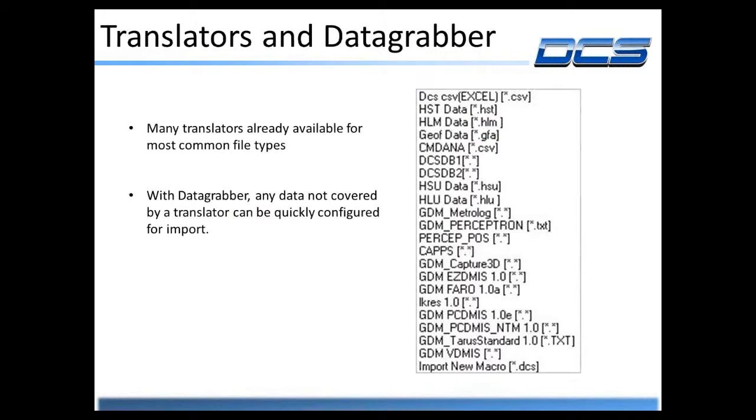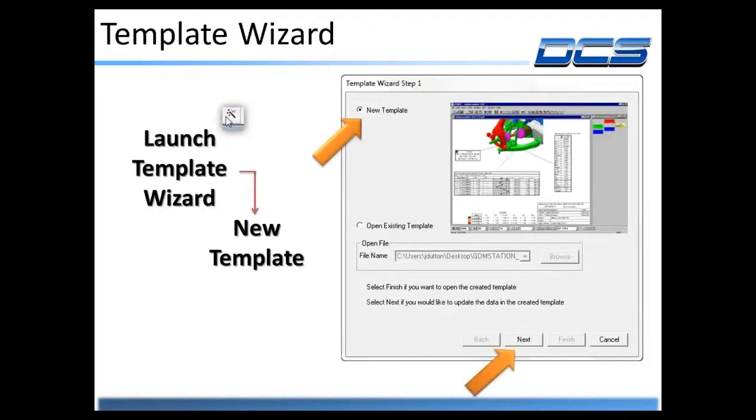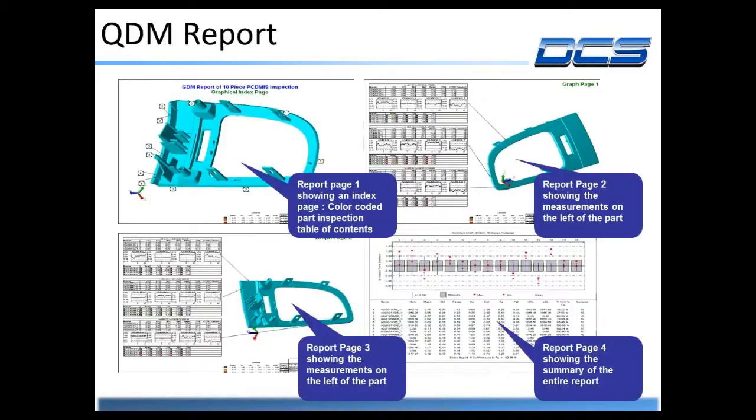Bringing in your data, as Jamie mentioned, there are a number of translators already created for various inspection devices. And with Data Grabber, you can create your own translators that can be quickly configured for import so that we can bring in any kind of custom data sets or any additional data sets that you might need. Then your final report is going to have your index page with all of your measurements, color-coded based on whatever kind of specification you have in your index or your legend, with all of your graph and chart pages, and of course your summary page at the end, all of which takes just under a minute to import and produce, allowing you to create your reports in under 30 seconds.